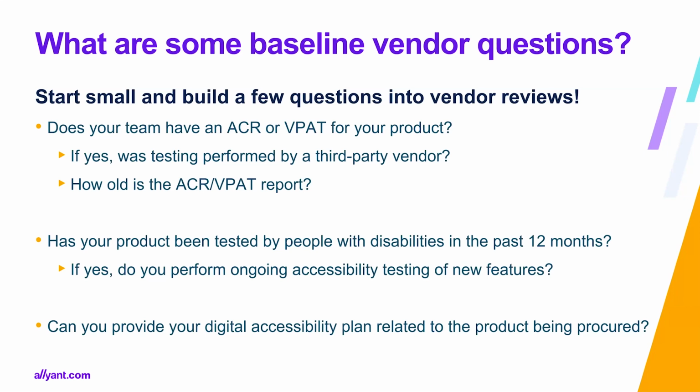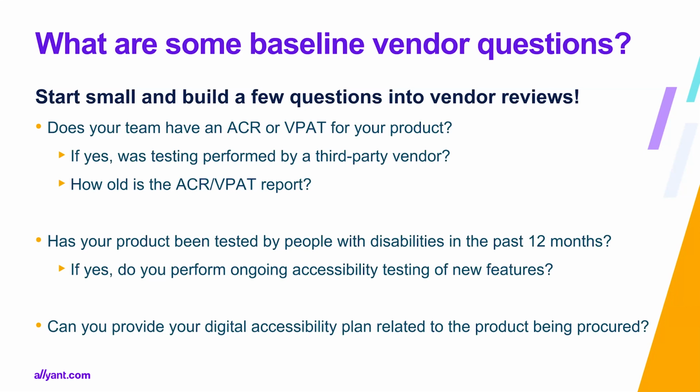The few that I would call out specifically is asking your vendor, does your team have an ACR or a VPAT for your product? If it's yes, then getting into what AP said, was that testing performed by a third party vendor? And then on top of that, how old is that ACR or VPAT report, right? Because as we talked about earlier in the webinar, you have a lot of software that's out there that's changing every single day. If that VPAT's from 6 years ago, that's irrelevant, right? That product might not even look, act, or have the same functionality as it did 6 years ago.